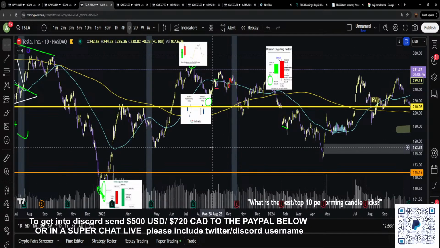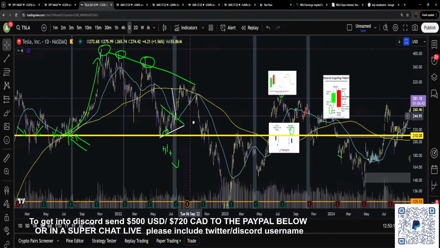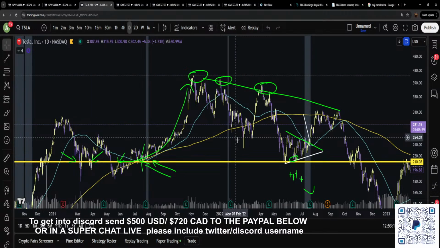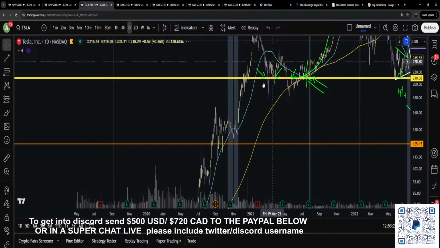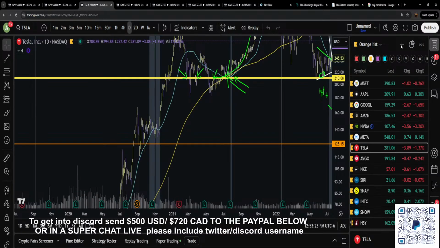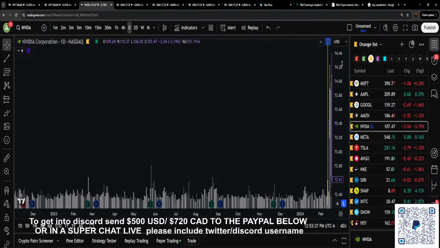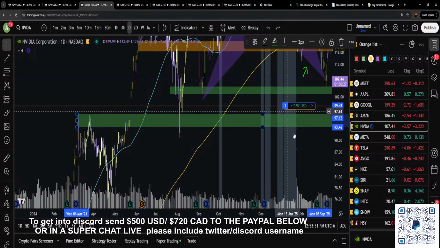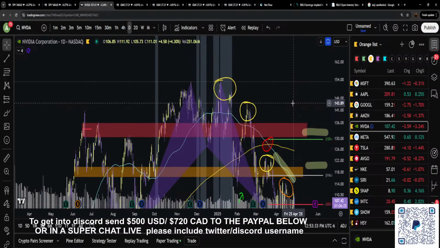All right, what does dark cloud cover look like? Now, let's see if I can pick a good one for you guys to use. I might have to switch it off of Tesla, because I do know of one that did one, I think somewhat recently, which I believe was NVIDIA. I could be wrong about that, but let's just quickly double check here.